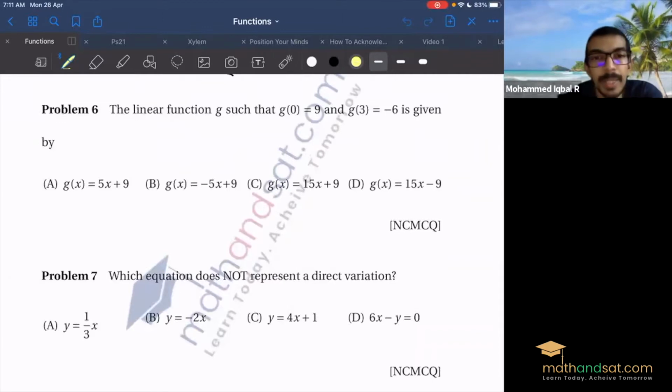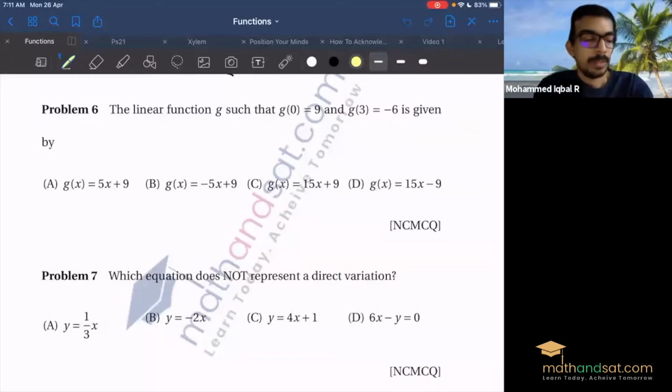See, these are typical questions that will be asked in an SAT, okay? Question number 6. The linear function g such that g of 0 is equal to 9, g of 3 is equal to minus 6 is given by. So let's see how this can be done.